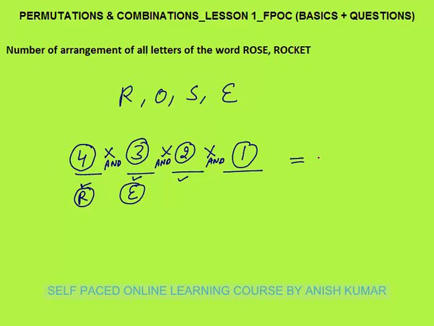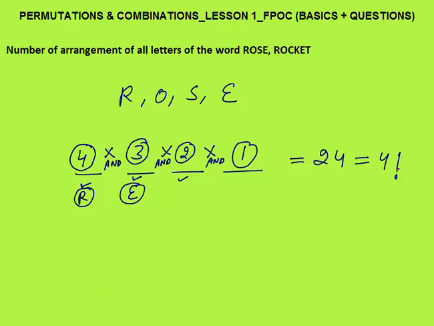So this will be equal to 4 into 3 into 2 into 1. That is 24. This is also equal to 4 factorial. 4 into 3 into 2 into 1 means 4 factorial. Let's understand another similar concept. The word is ROCKET. How many ways can you arrange all the letters of the word ROCKET?